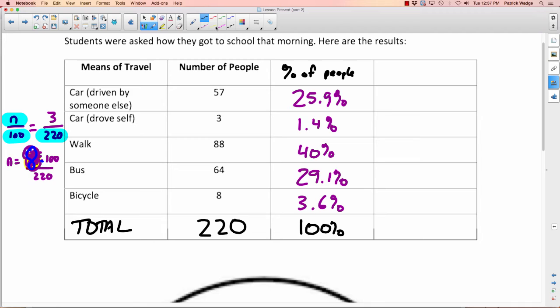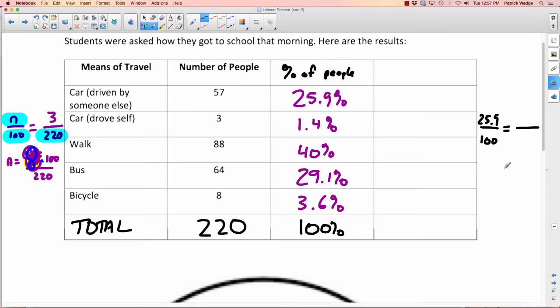Another proportion. I'll do this one over on this side. Again, a little squished. Okay, so we can put down the 100. We can always do that. And this time we want to know 25.9% of the circle. We know the percent, so we can put 25.9 up here.